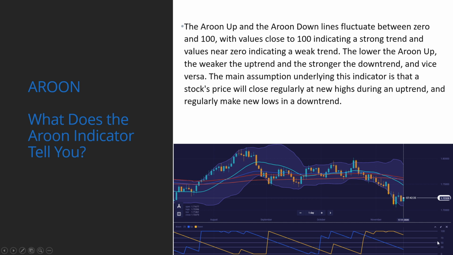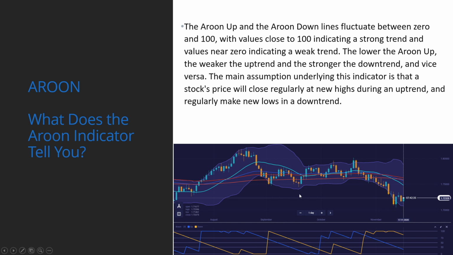The AROON up and down lines fluctuate around these numbers here. So we have the standard stochastic or RSI figures of 30, 70 and 50, and then we also have values of 100 and 0. Anytime that a line is hovering around the 100 line, this means that that is a strong trend. And when the value is near 0, it indicates that we have a weak trend. So both lines here hovering around the 0 line means that we are in a flat. The lower the AROON up line, the weaker the uptrend and the stronger the downtrend, and vice versa. So again, you want to see where both lines are at, and that will indicate the strength of the trend.